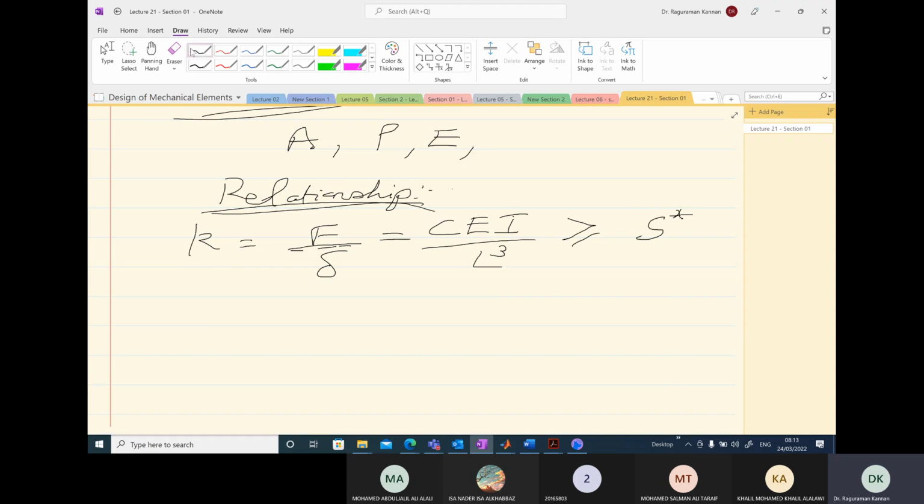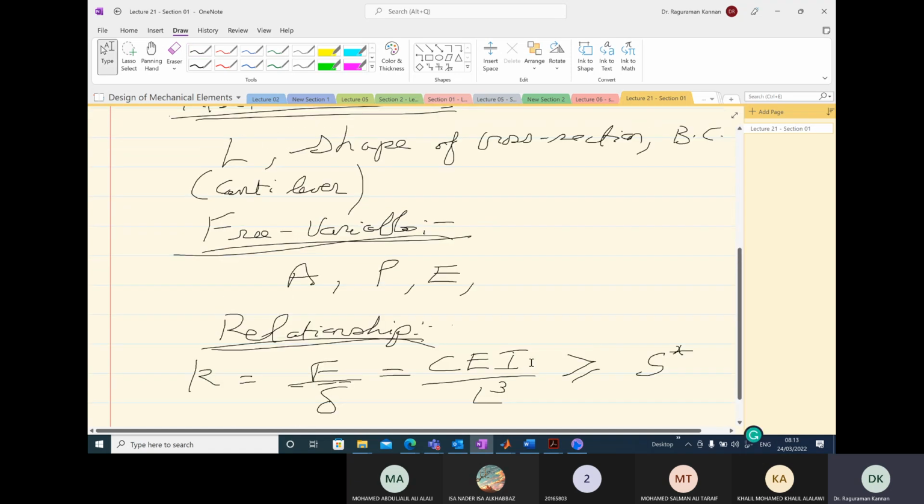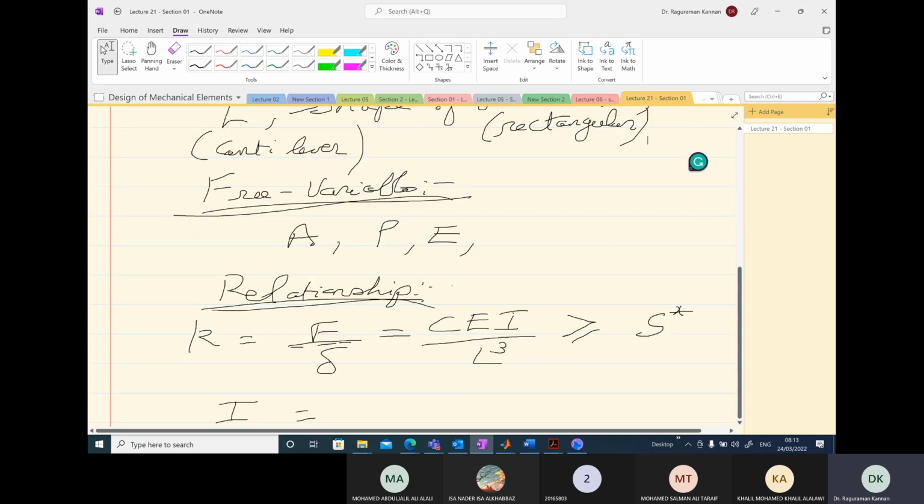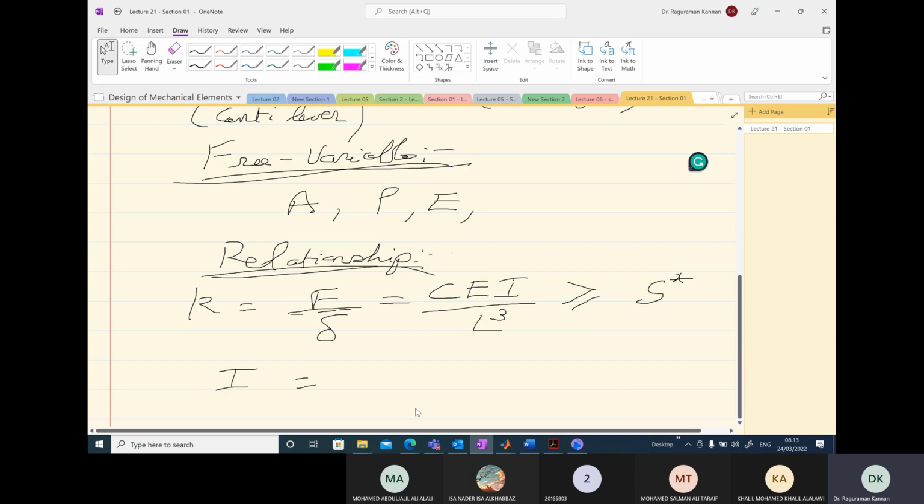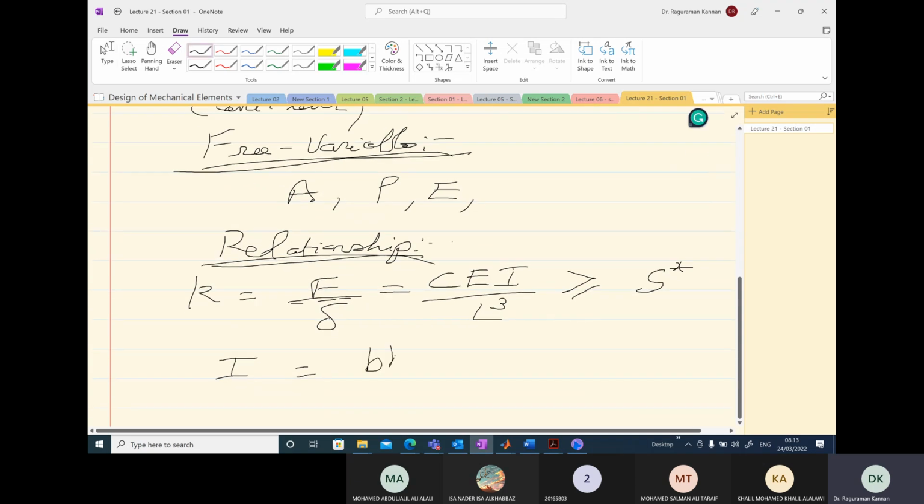So based upon these relationships, we can derive any formula. First we write I. Let's say we assume it is a rectangular cross section. Since the shape is fixed, let's also write this rectangular cross section. I is equal to, in this case, BH cube over 12. However, area is equal to B times H.